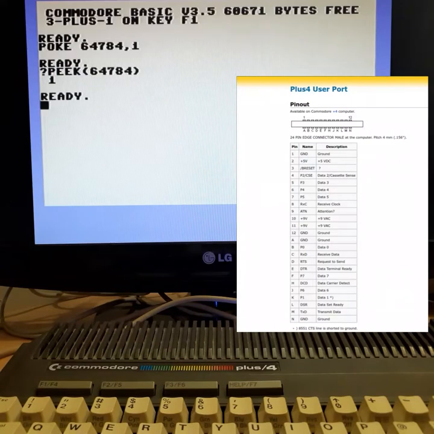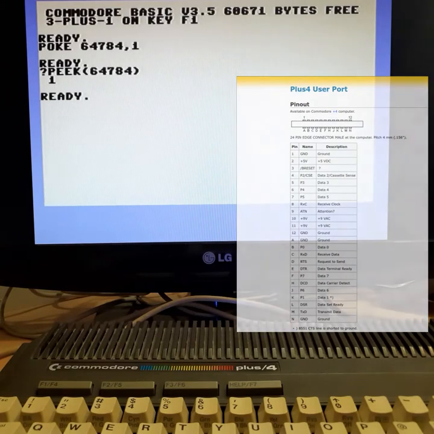On the Commodore 64 there are also these 8 lines, and we can control them freely. We can set the direction of each pin, so we can define if it is input or output. We can change the state of the pin, so we have complete control. Not so much on the Plus 4.